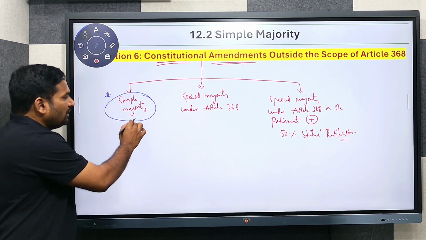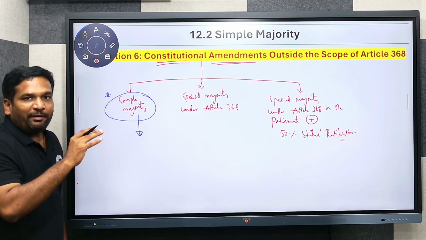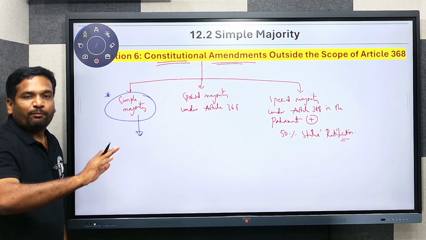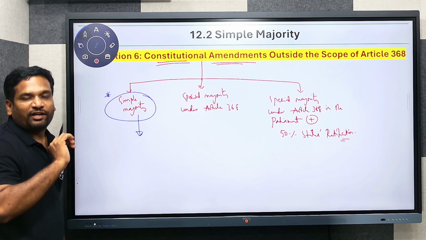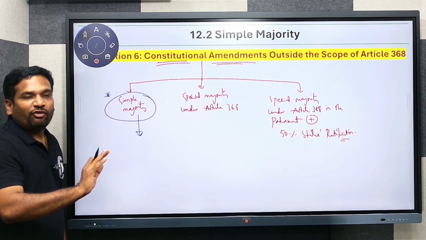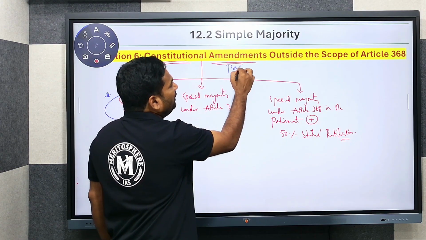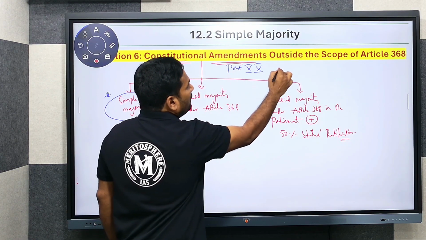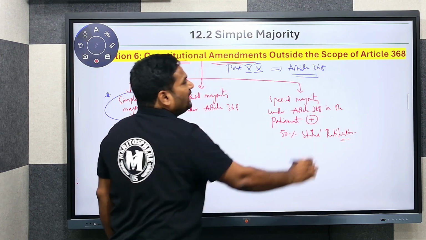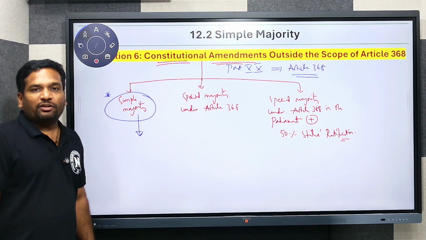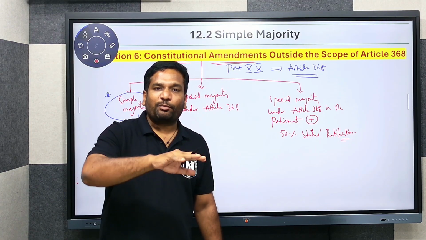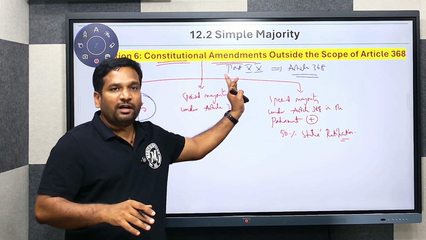Here one more thing about the Constitution that can be amended using the simple majority. The constitutional amendment process is defined in Part 20 of the Constitution under Article 368. Part 20 contains only one article, that is Article 368. So Article 368 details the constitutional amendment process. The constitutional amendment process was borrowed from the South African Constitution. So the process was detailed in Article 368 under Part 20.